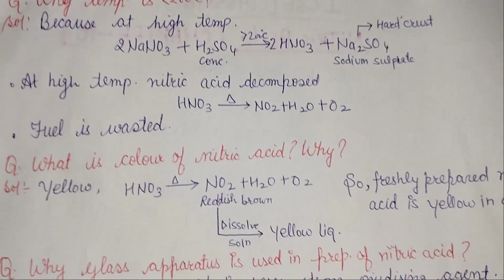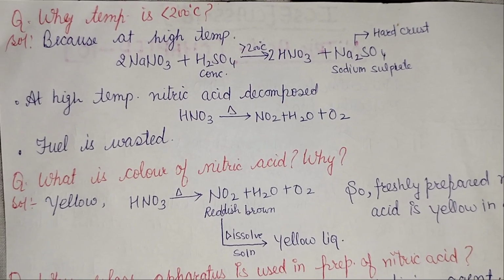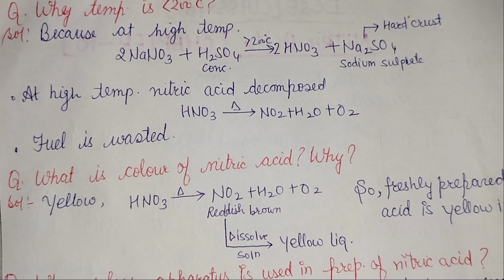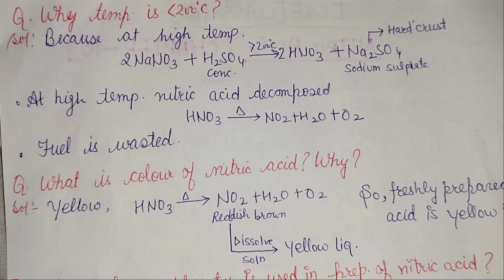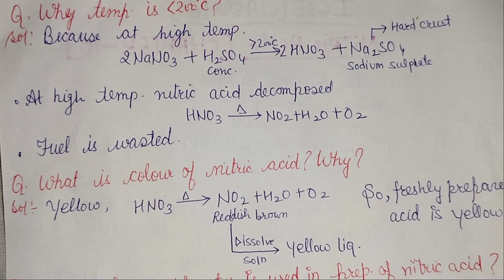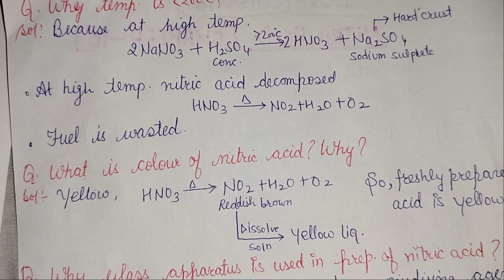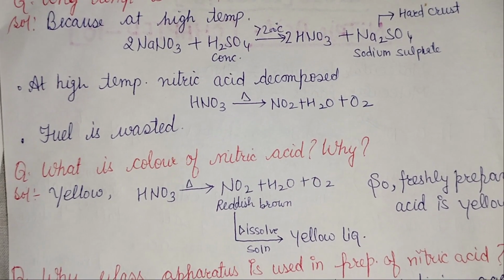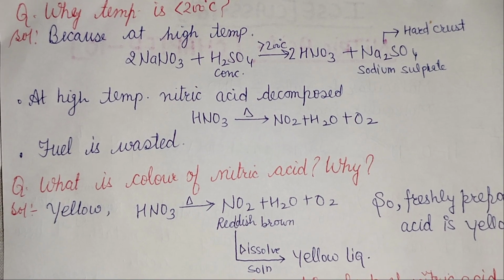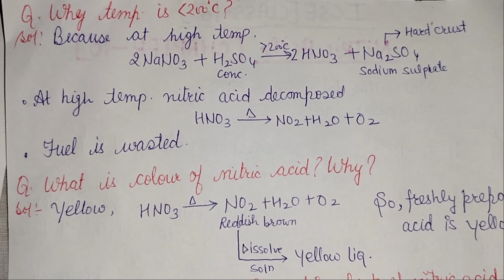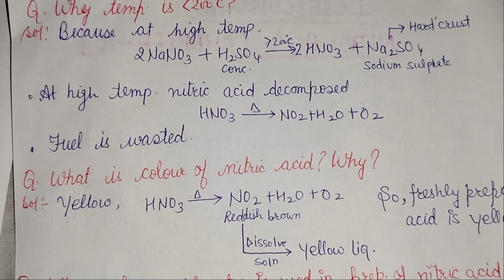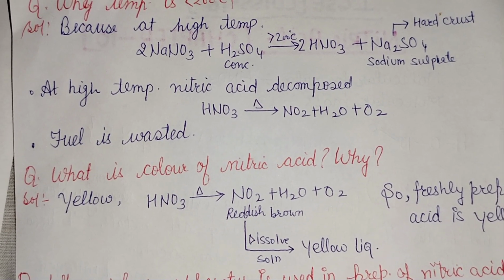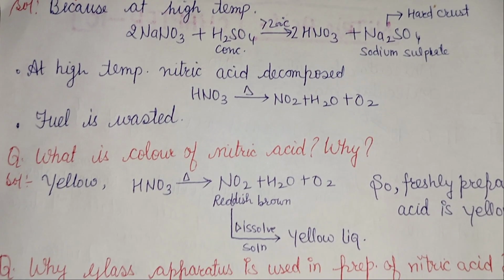Now the next question is why the temperature is below 200 degrees Celsius. There are two or three main reasons. The first one is that at high temperature, more than 200 degrees Celsius, sodium sulfate formation occurs, which is very hard, so this reaction is not possible. And at high temperature nitric acid decomposes and leads to the formation of NO2 plus H2O and oxygen, and fuel is wasted.